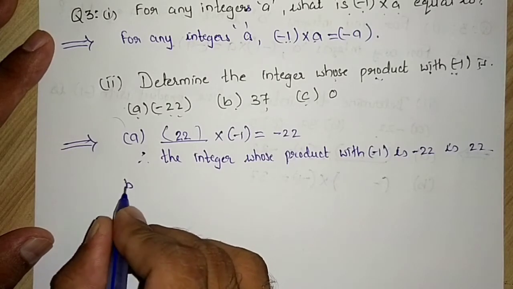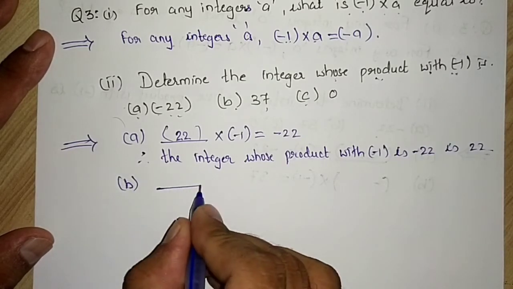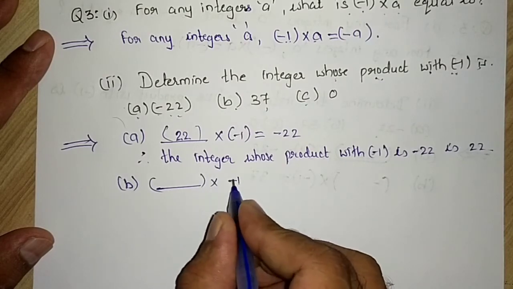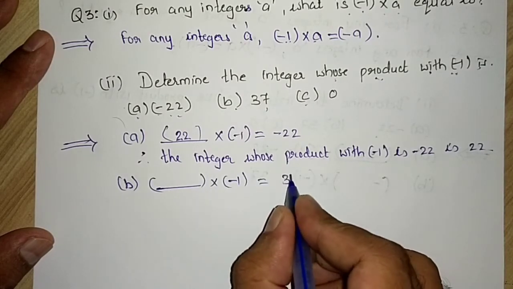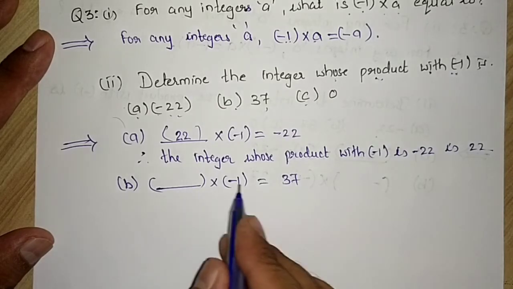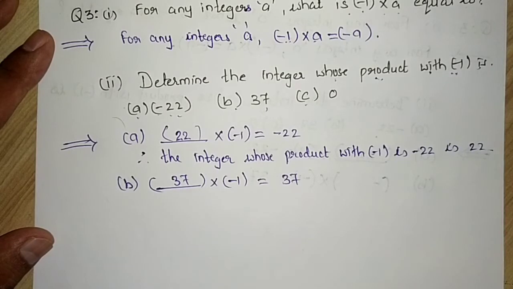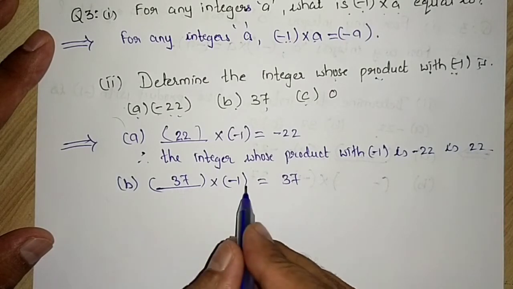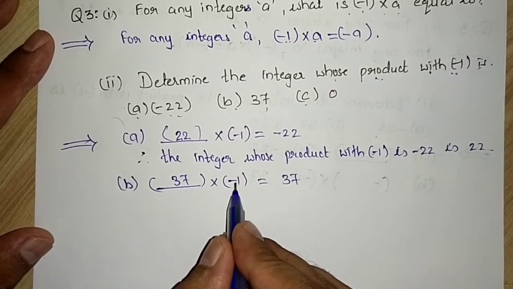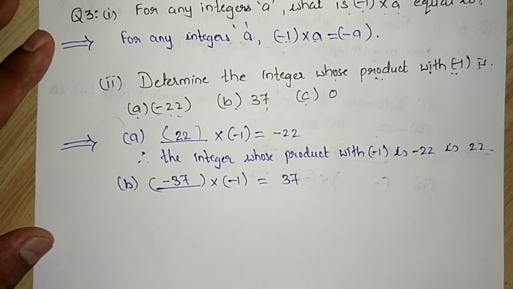Now let us move to B portion. Now again we have to give one integer whose product with minus 1 will give me 37. Definitely our answer will be 37, students. But should I take minus 37 or plus 37? Because 37 ones are 37. Let me take 37 and try it. 37 ones are 37, but it will give me minus 37. So what should I do? I will take minus 37.